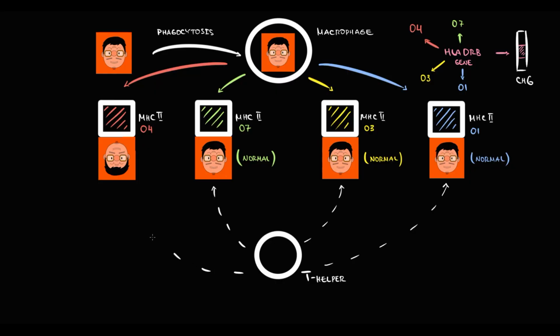And now, when T helpers come to the MHC II receptor, they look at this guy and they think, who the hell are you? Get out.